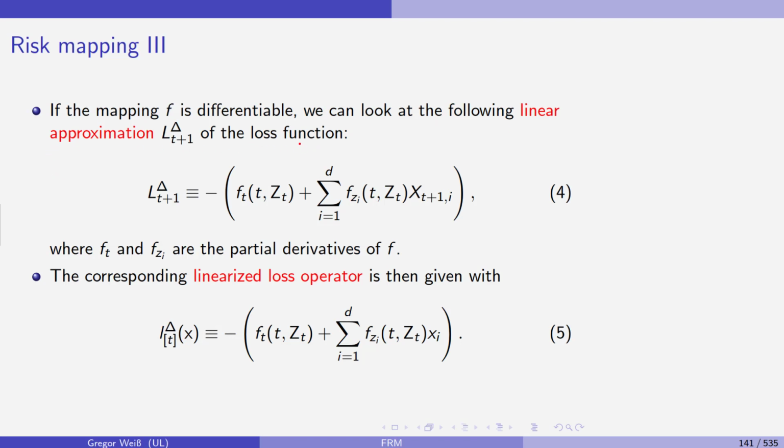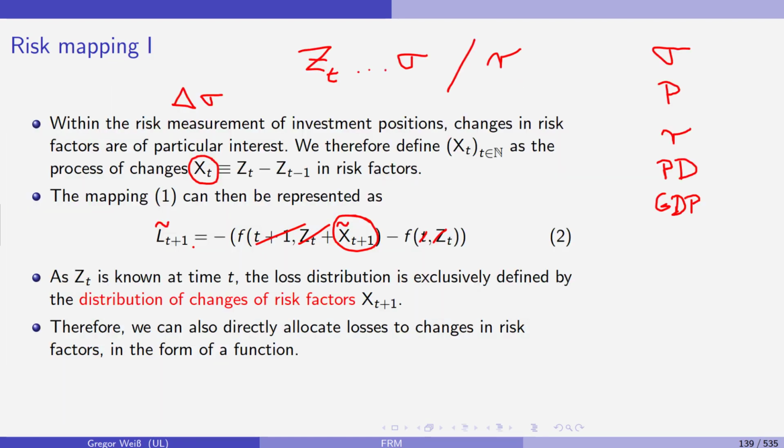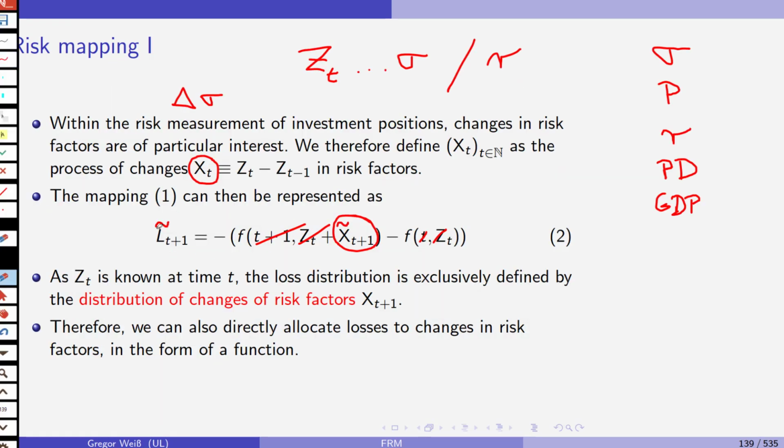Now, if your risk mapping is differentiable, also differenzierbar, we can have a look at the following linear approximation of the loss function. So we approximate the loss function linearly by doing this: minus the partial derivative of f with respect to time plus the sum of the partial derivatives of f with respect to the different risk factors. This is actually quite simple.